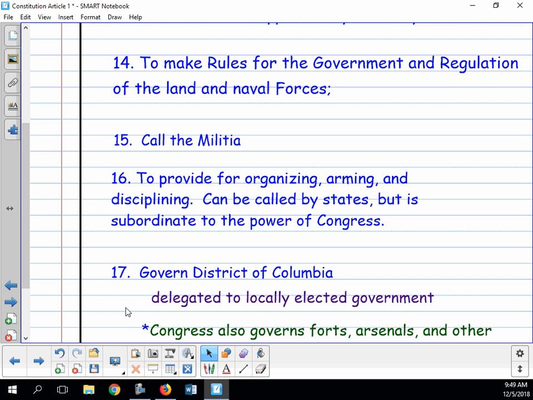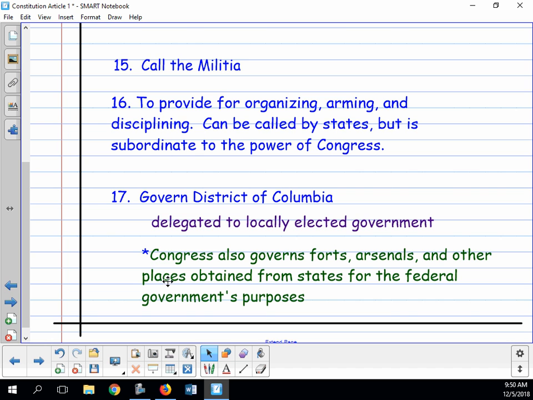DC is under the control of the Congress. However, Congress has delegated to locally elected officials to run the area itself. In addition, Congress also governs forts, arsenals, and other places obtained from states for federal government purposes. This is also connected to things like parks, military bases, and so on. There may be other examples. I can't think of any right now.